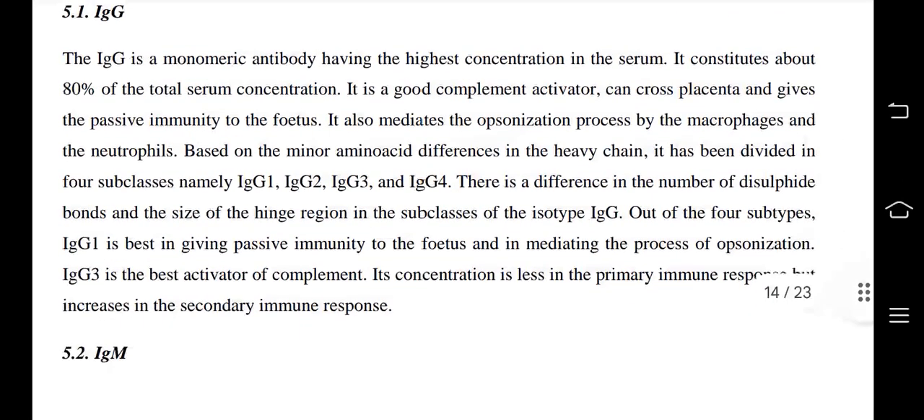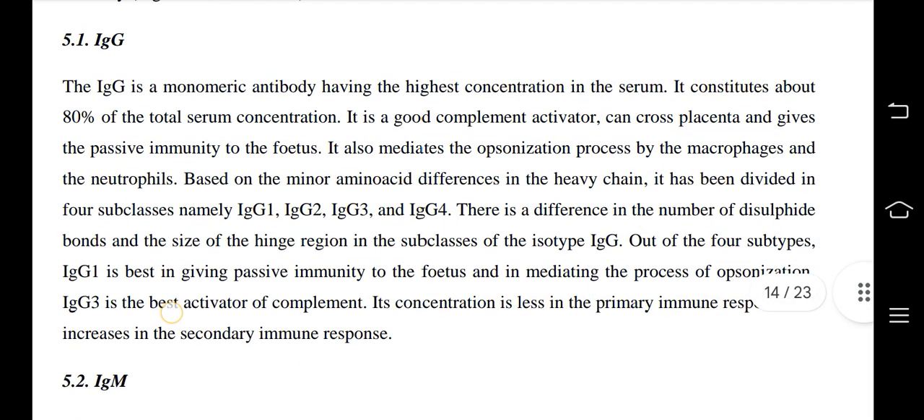First is about IgG. The IgG is a monomeric antibody having the highest concentration in the serum. It constitutes about 80% of the total serum concentration. It is a good complement activator, can cross placenta and gives the passive immunity to the fetus.